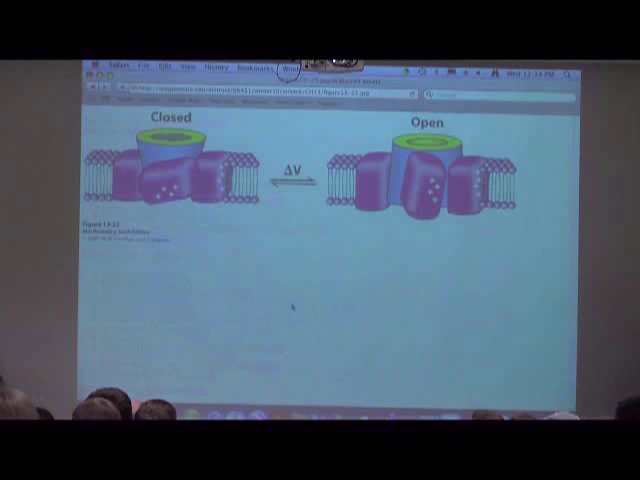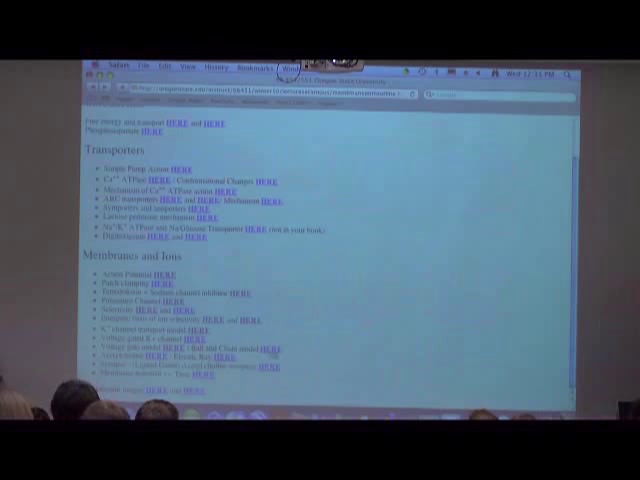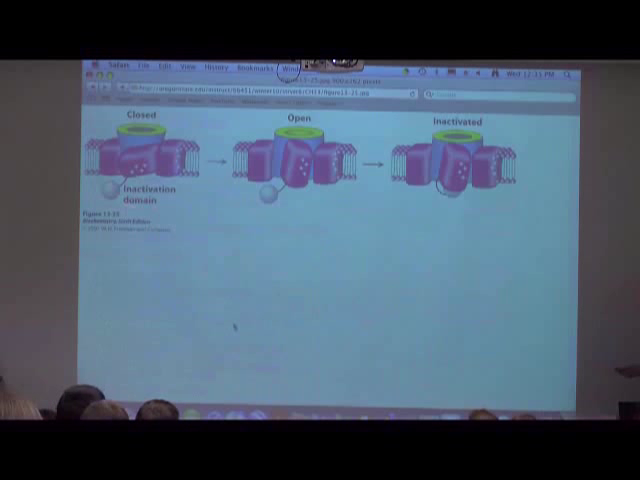There are different arrangements of gating systems. Here's a gating system that responds pretty much solely on the basis of voltage. As voltage changes, this opens and closes. There are others involving what are called balls and chains, where you have things that physically block them according to the circumstances. There's quite a variety of these. There's a very interesting one in your ears that, as I said, we'll talk about at the end of the year, where there's a physical movement of an ear hair that allows the movement of ions in and out. That's kind of cool, too.